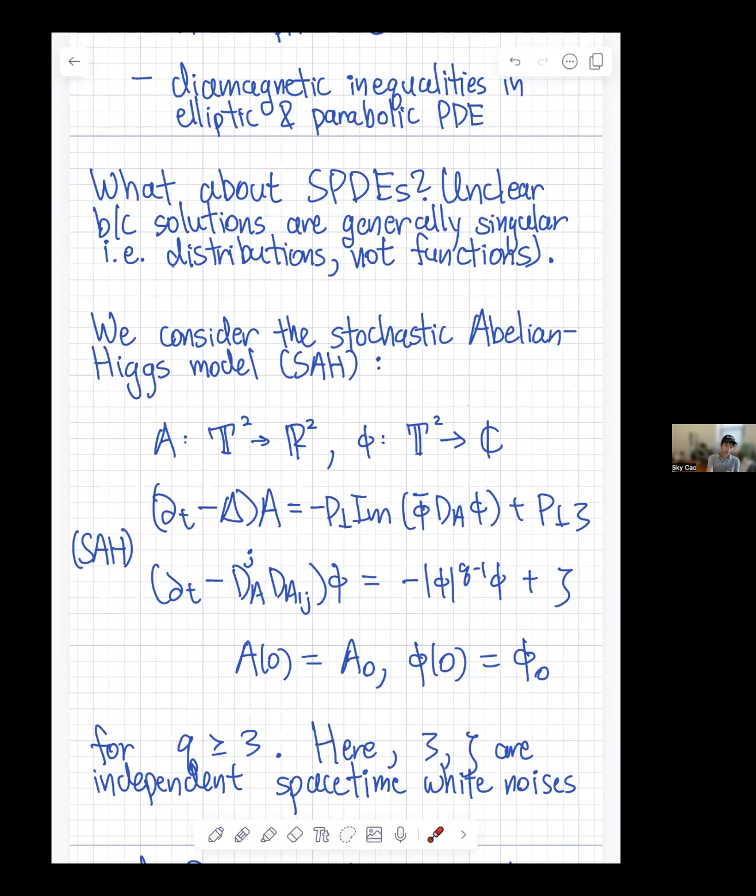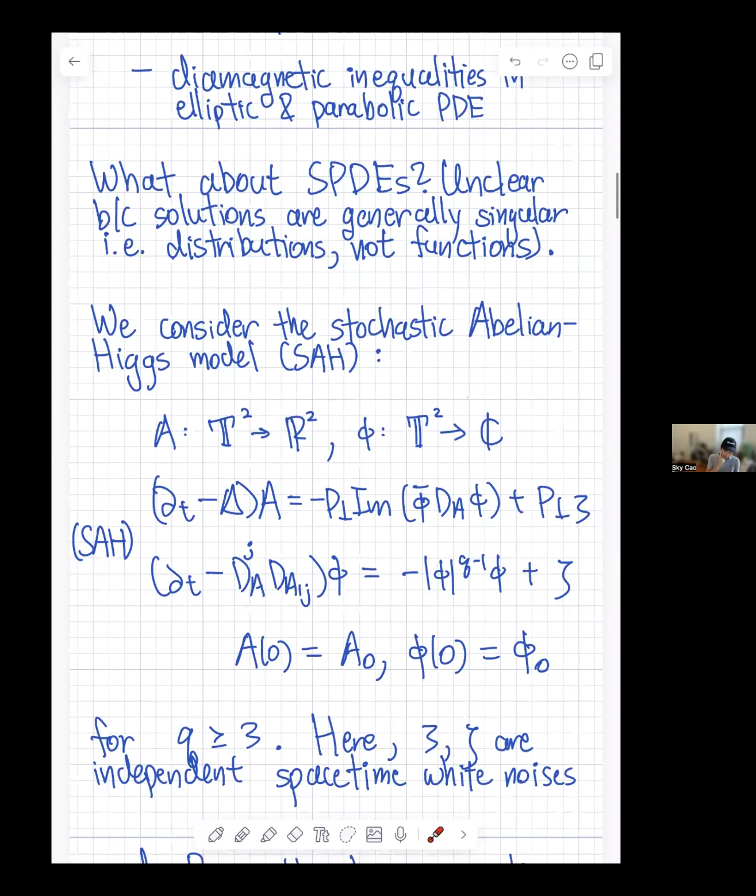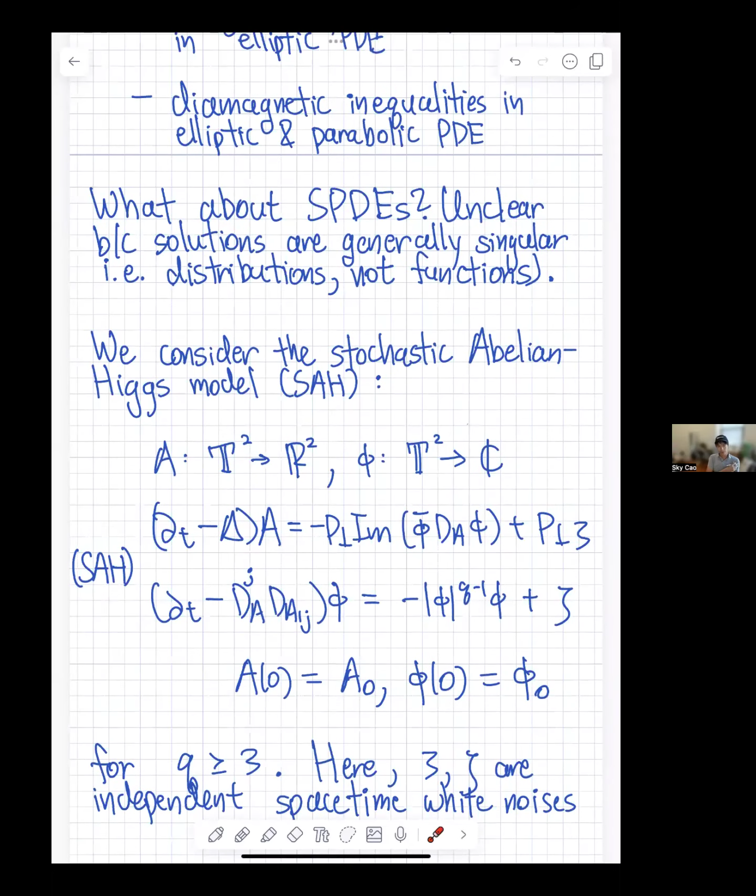It's stochastic Abelian-Higgs. So what is it? It's a coupled system of stochastic PDEs. So we have an A field, also often called the vector potential. And our base space is always going to be T2. The title said we're in 2D and we're going to work on the torus, so periodic boundary. So A is R2 valued, the vector potential.